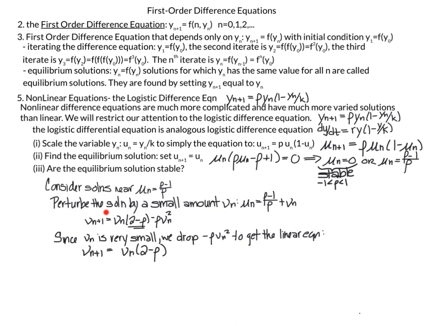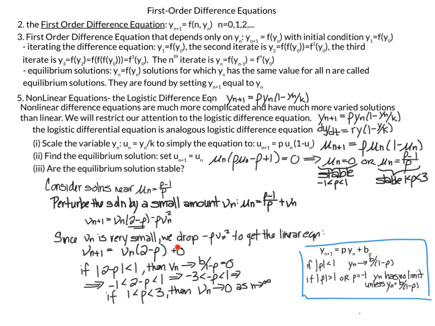And by doing so, we get a linear equation. So vn plus 1 is equal to vn times 2 minus rho. And this is the same trick we did for mu n equals 0. So here I have my linear equation: vn plus 1 is equal to vn times 2 minus rho plus 0, just because again, when we looked at our linear equations, this 0 represents b.